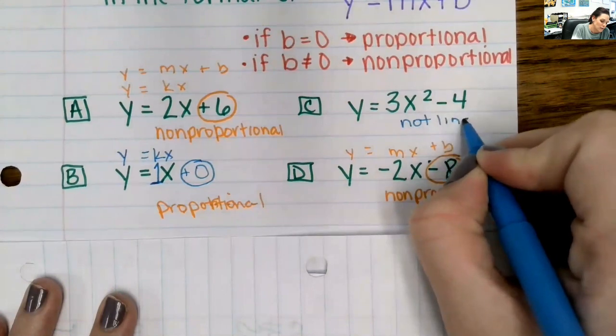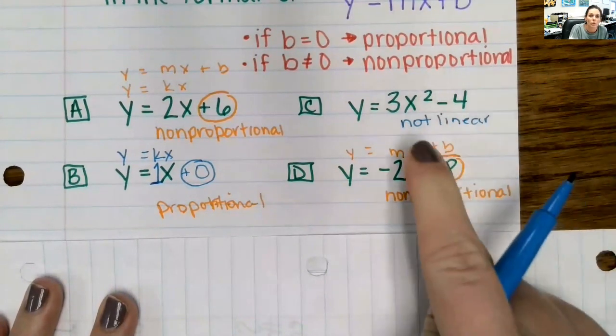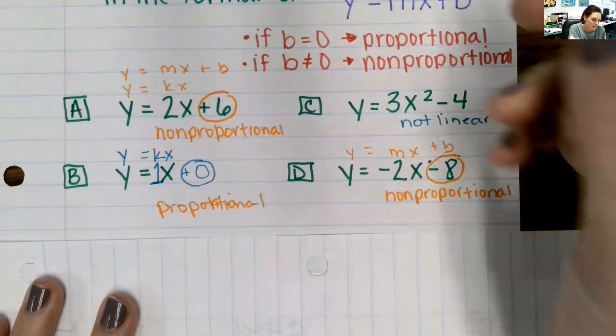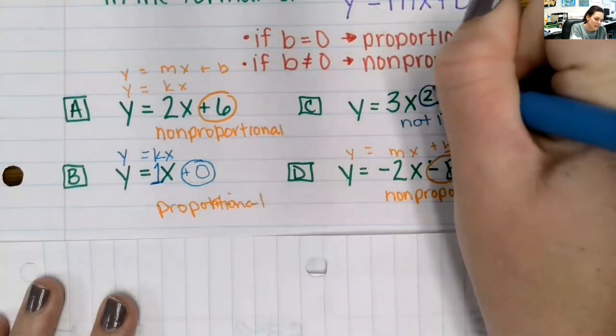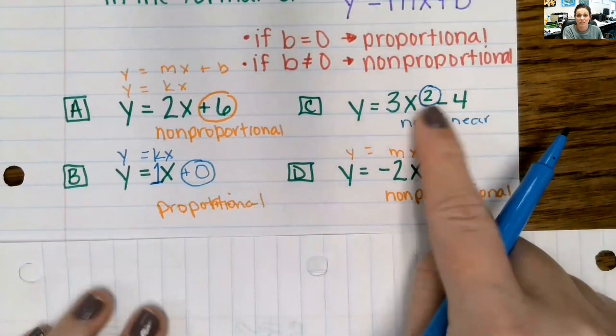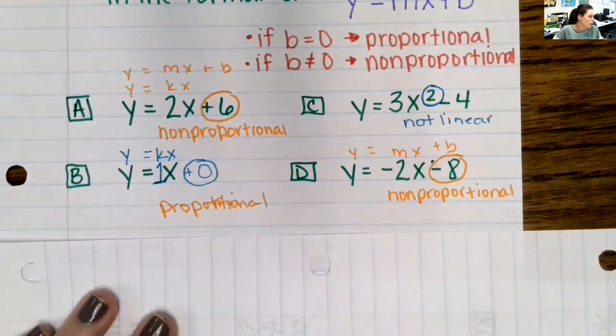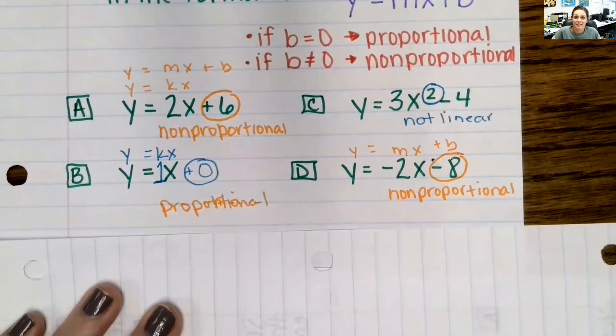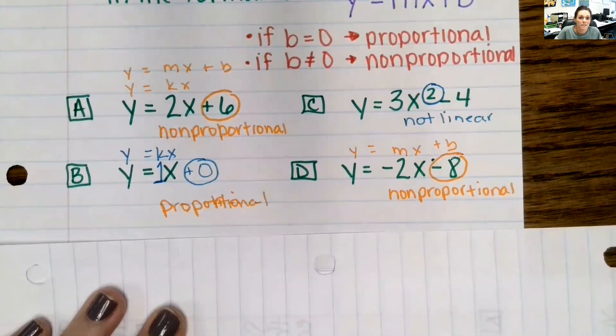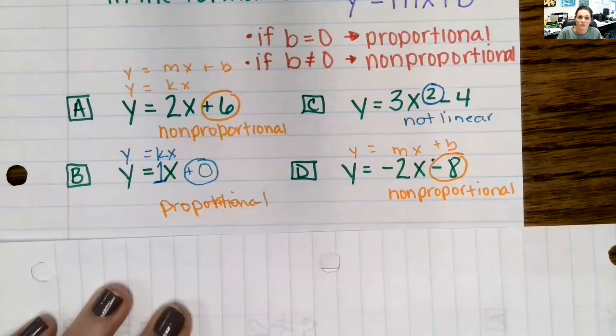This is not linear. And if you remember back when we learned equations of linear versus not, one of the things that it cannot be is an exponent. Exponent. Good. All right, so that exponent makes that not linear. All right, questions, comments, concerns.